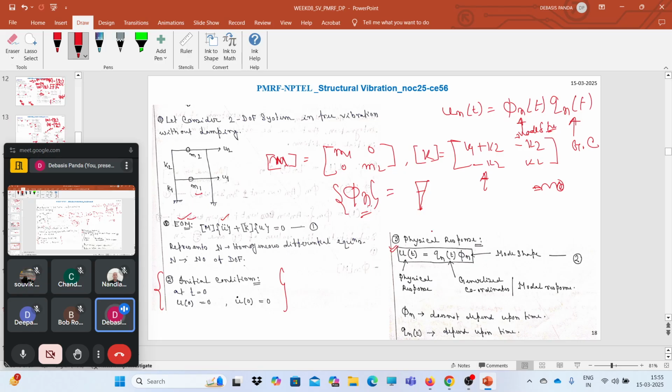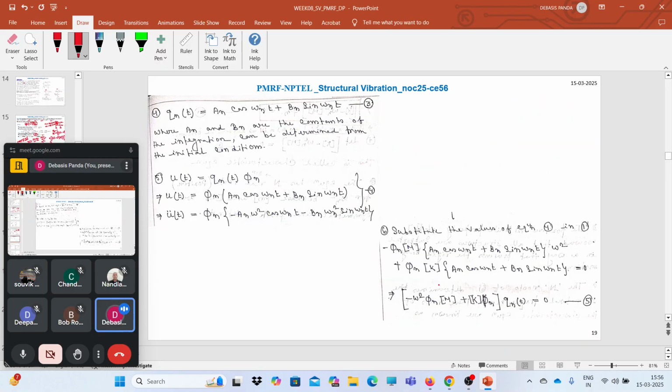So using these modal equations, we can easily find out the physical response of a multi-DOF system. Here phi n, already I have said, doesn't depend upon time. It's the time-frozen screenshot of the displacement, and the generalized coordinate qn is the generalized response, the modal response. We can say it depends on time. So we have two quantities: one depends on time, that means time variant, and one is time invariant. Now, how can we find out the values of the generalized coordinates?